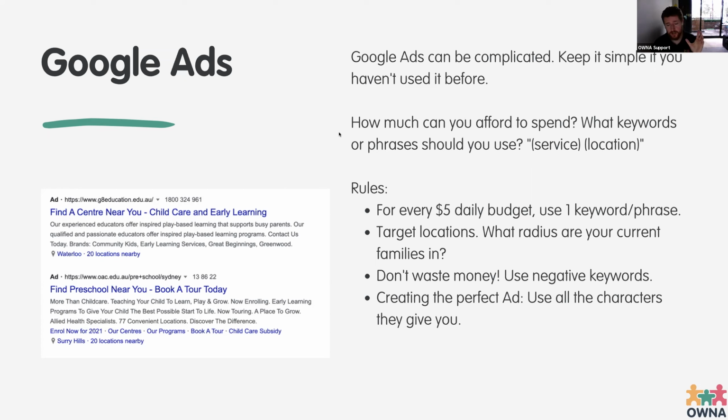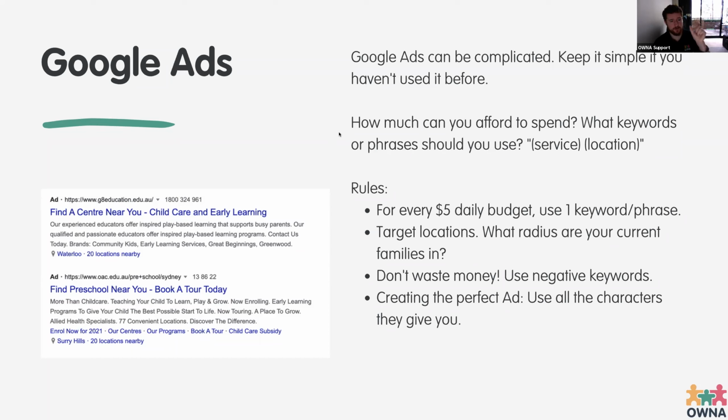And then target your location. So you look at the radius of where your current families are from, again, using past experiences to target your ideal family. And then negative keywords will be your best friend. This is how you stop wasting money on Google Ads. If I just put preschool into my keyword, you could get anything, right? You could get preschool app, you could get preschool consultant, and these aren't families who are going to be searching that. So you can put those as negative keywords.